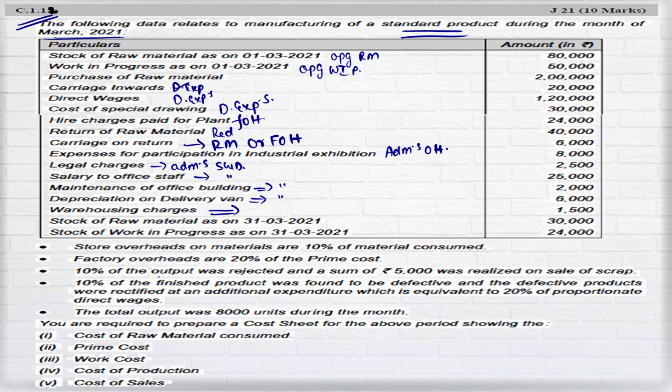Storage charge, where? It is direct or it is factory overhead? Storage expenditure. It should be treated as factory overhead, right? Is it not a part of cost of manufacturing? Cost of production? Yes. Storage is a part of cost of production. It is a factory overhead. Stock of raw material. This is closing raw material. Stock of work in progress. This is closing WIP.